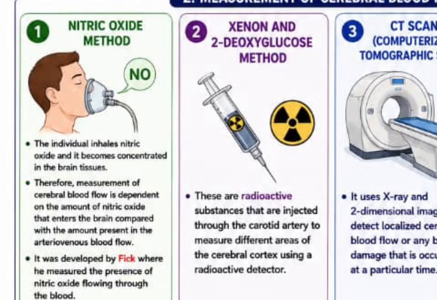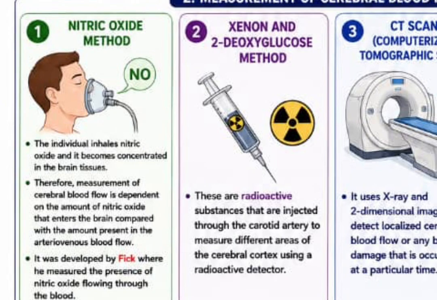You can also do it by the next one, which is the radioactive method. In the radioactive method, you are giving the patient xenon and 2-deoxyglucose. When you are giving the patient xenon and 2-deoxyglucose, what happens? You want to know the amount of radioactive substance that will be absorbed by the brain tissue. And the only tools you'll be using are xenon and 2-deoxyglucose. So when you use them, it is taken by the brain.